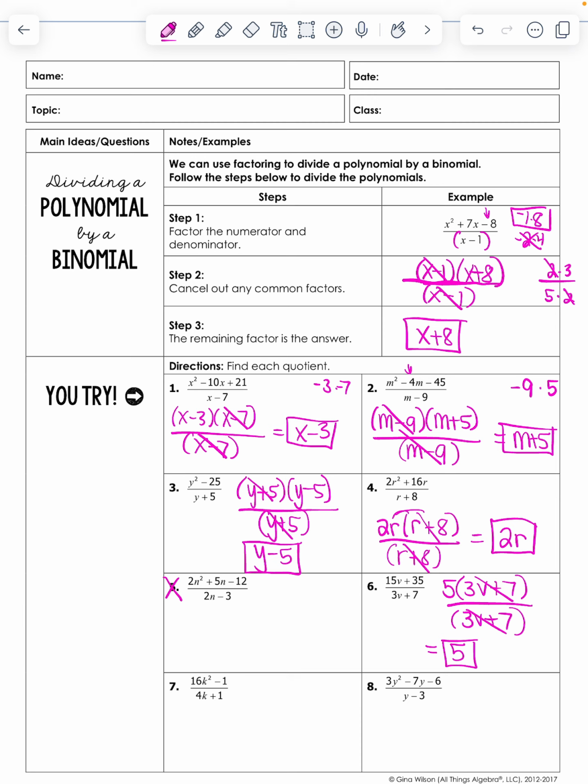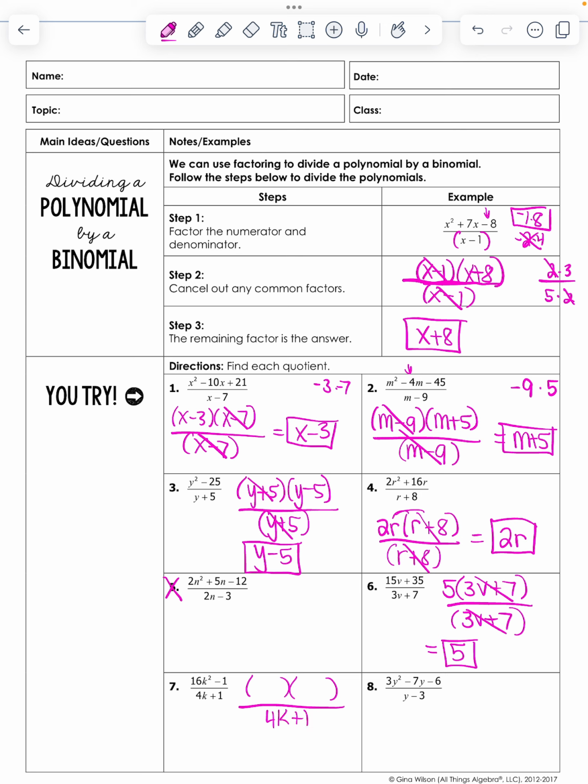Now, number 7 we will do. Technically the numerator, 16k squared minus 1, seems like it cannot be factored because a lot of times we always think that the greatest common factor is the only way, but it can be. This is a difference of 2 perfect squares. 16 is a perfect square, so is k squared. Minus is a difference, and then 1 is a perfect square.